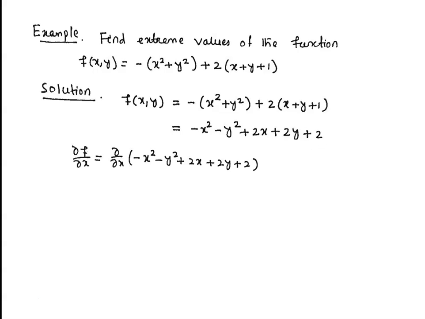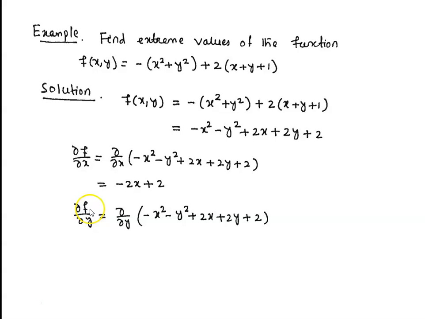Now let us find the partial derivative of this function with respect to x, that is del f by del x. Since we are partially differentiating the function with respect to x, y is treated as a constant. So the derivative of minus x square is minus 2x. The derivative of y square is 0 because y is treated as a constant. The derivative of 2x is 2. The derivative of 2y is 0, and the derivative of 2 is 0. So del f by del x is minus 2x plus 2.